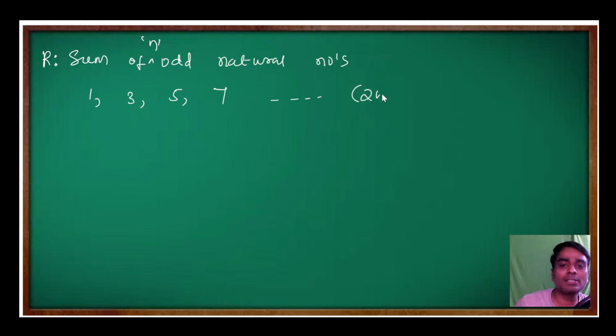Odd means the last term is 2n minus 1. Last term of the sequence is 2n minus 1. Now you can use the sum formula and find out. Sn will be equal to, you can just use this formula: n by 2, 2a plus n minus 1 into d.